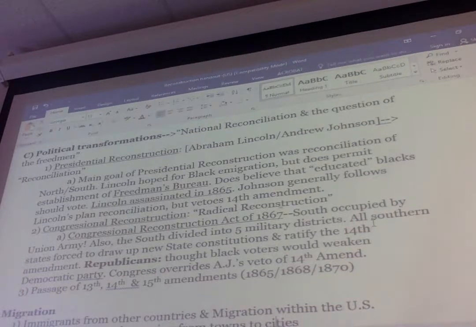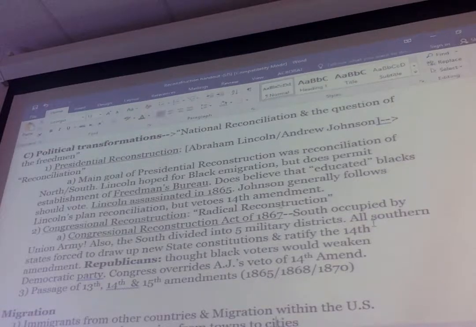Now, Congress, especially the radical Republicans in Congress, are not going to be about forgive and forget. They're going to be about no, the Confederacy needs to be punished. Many of the radical Republicans are like, you know what? Confederate leaders should be hung. They committed treason. What's the penalty for treason? Death.